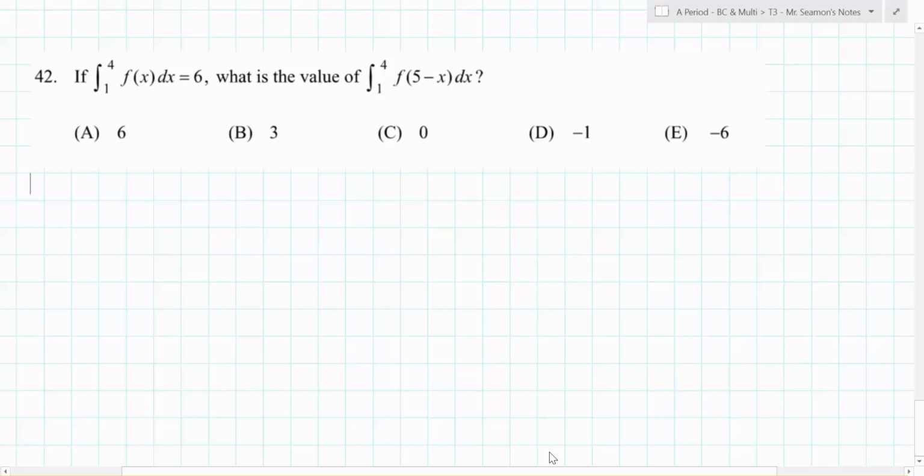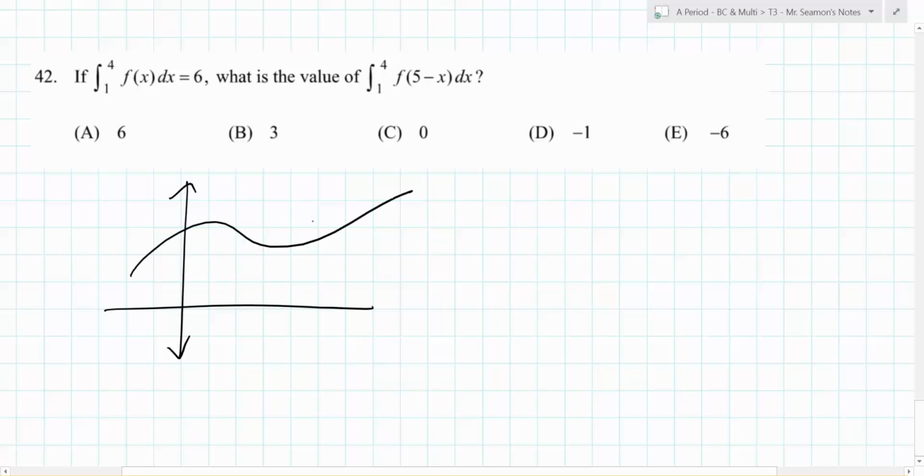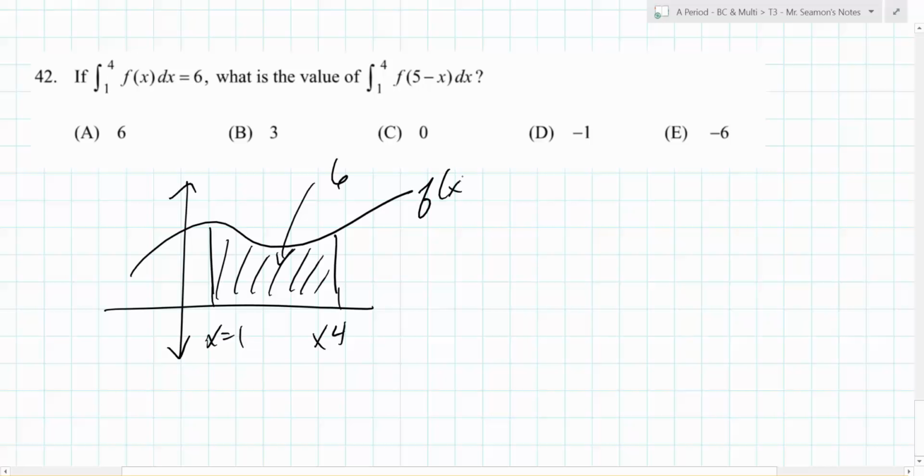How do you do this one? Any guesses? You just visualize it? Yeah, so what is it telling you here? It's telling you that you have some function, right? And from 1 to 4, this area is 6, right? That's what it's telling you for f of x.